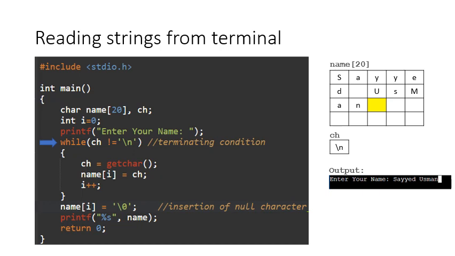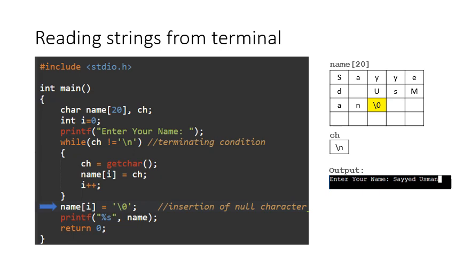SAYYED space USMAN. Okay, you get all the characters now. At this point I hit enter. After USMAN there is a cursor, and the cursor stands for hitting enter. Whenever I hit enter, the control will come out of this particular while loop, and now the value of i will be populated with a null character.